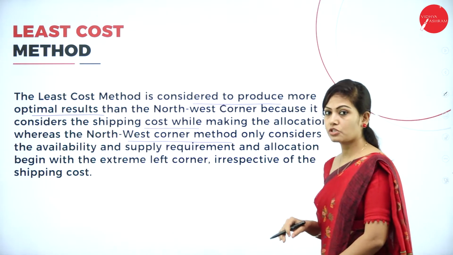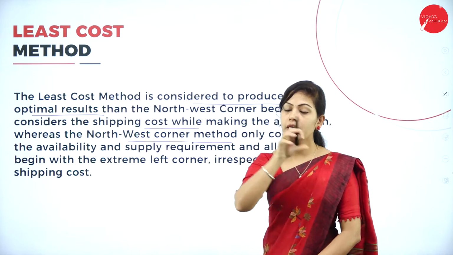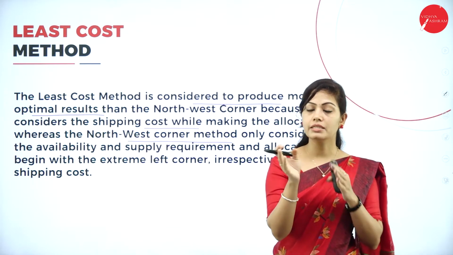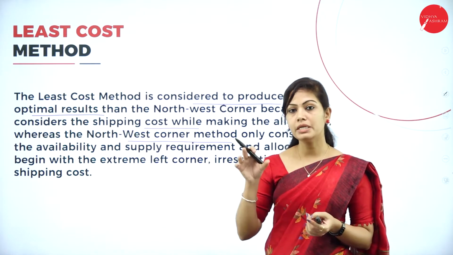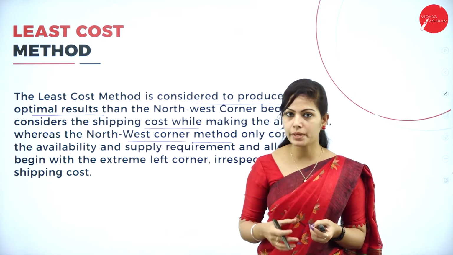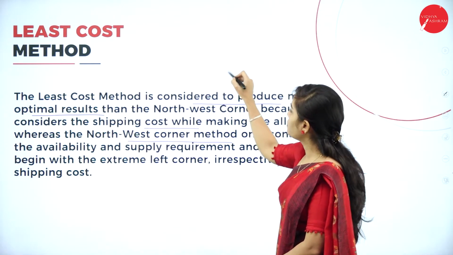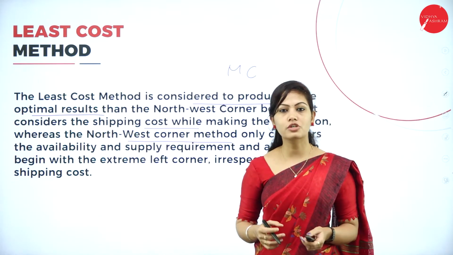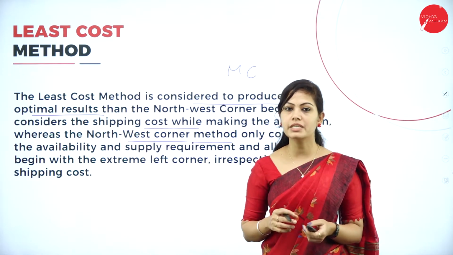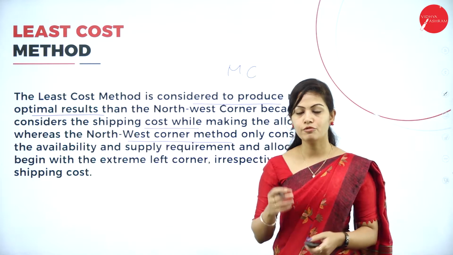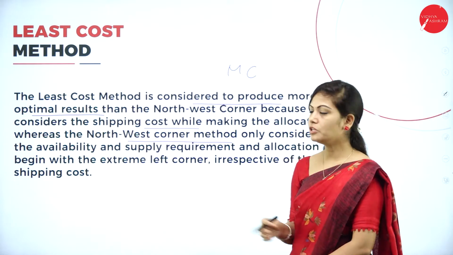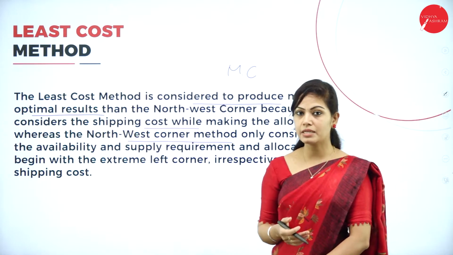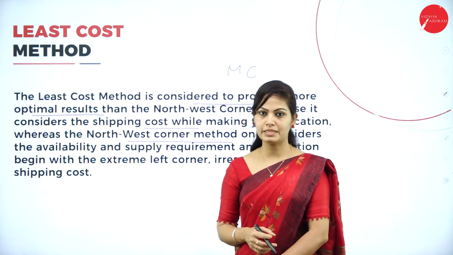In northwest corner method, we are selecting only the northwest value, in the sense we are selecting the left corner cell. But here, for finding more optimal results, we are selecting the minimum cost value. It is better than northwest corner method. So the second method is least cost method. For finding the basic feasible solution, we are using this least cost method also.